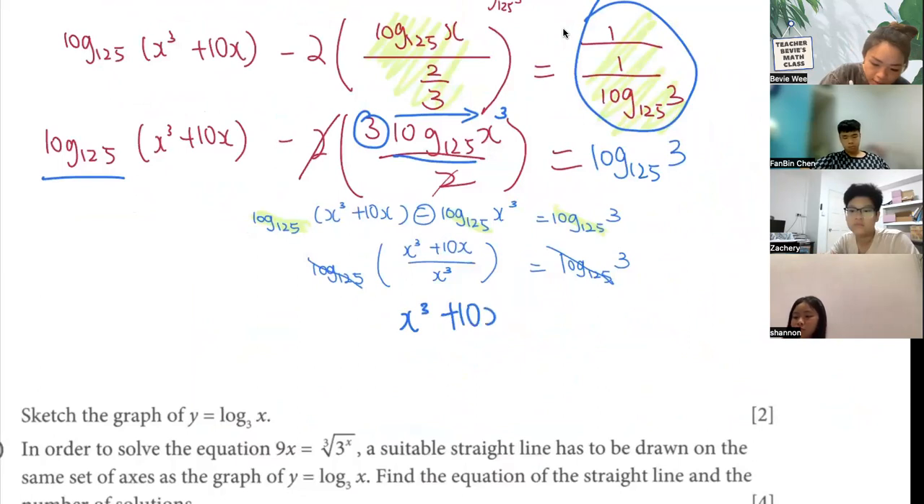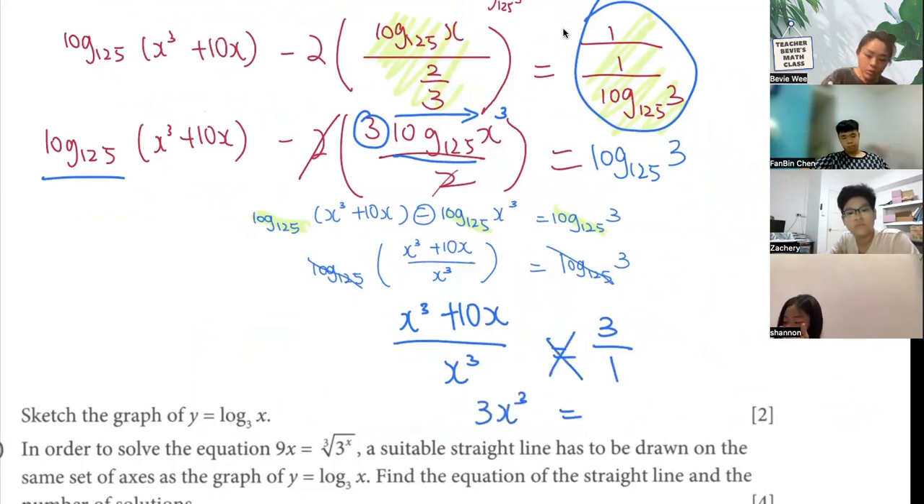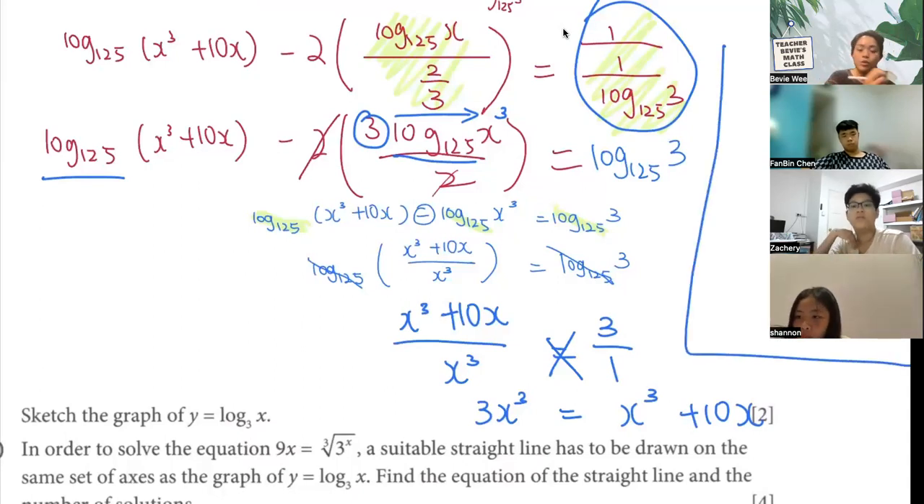So Fan Bin asked a question, is this polynomial or not? Because I see x cubed. We can cross multiply. 3x cubed equals to x cubed plus 10x. From here, how come got x cubed? I bring the x cubed over first, then I see how. 3x cubed minus x cubed equals to 10x. 2x cubed equals to 10x.